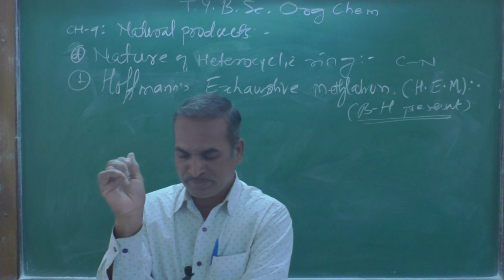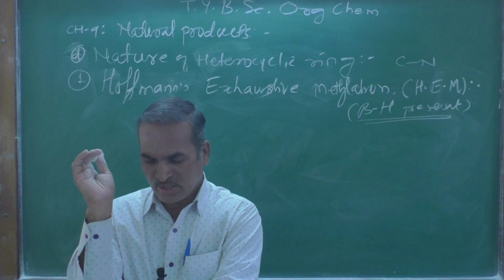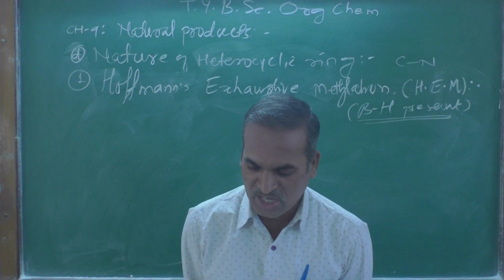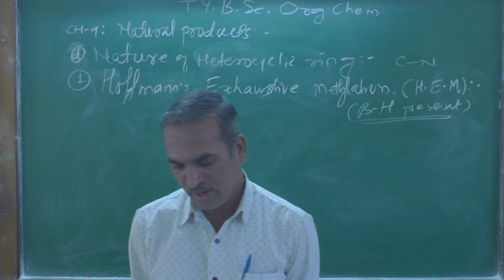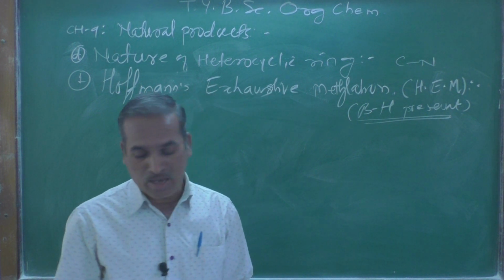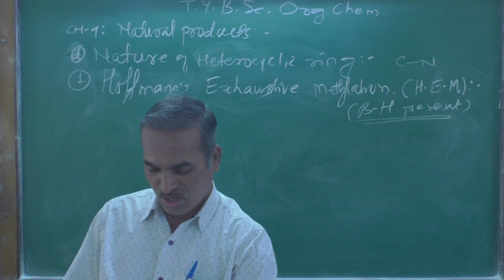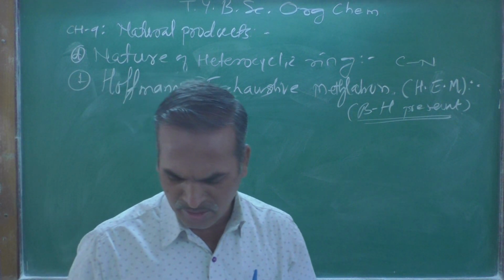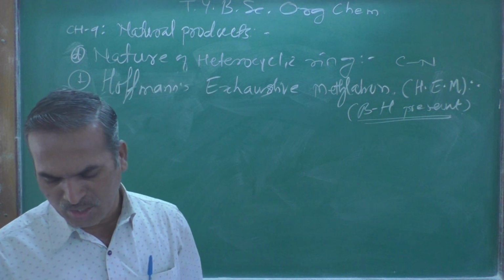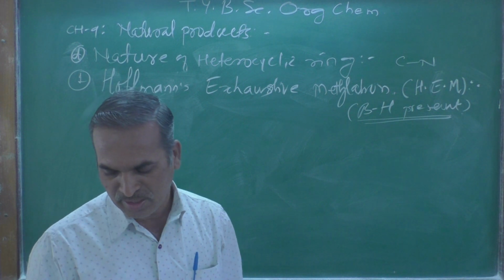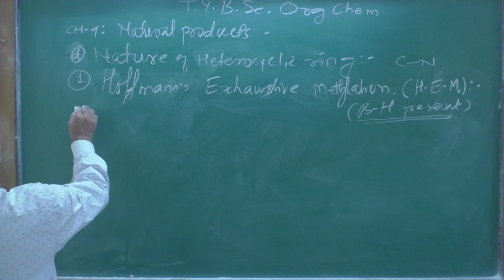The unsaturated compound obtained determines the nature of the carbon skeleton in the alkaloid. Let us see one example of how this method takes place. For example, pyridine on Hofmann exhaustive methylation gives 1,3-pentadiene. Example is given here.